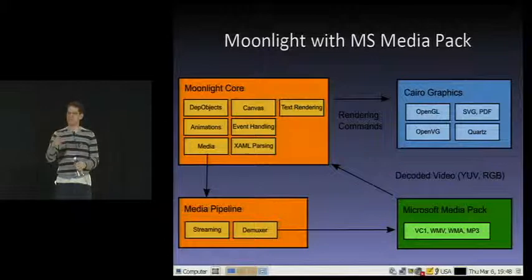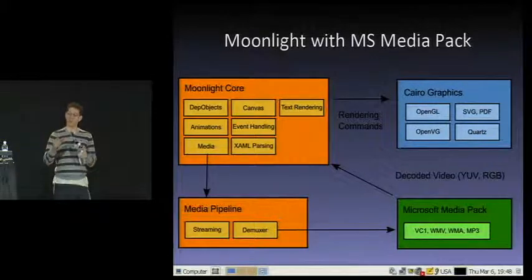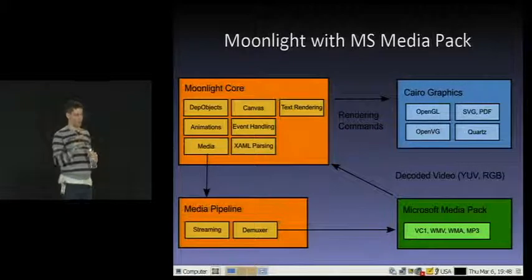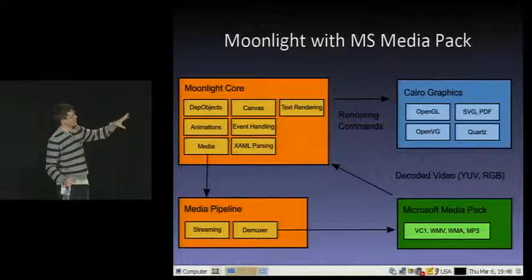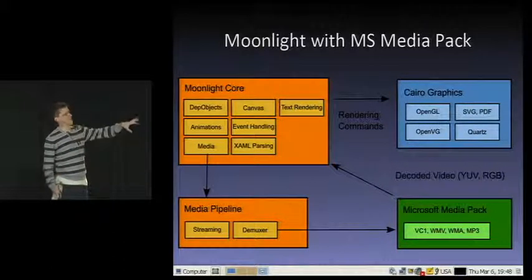We're implementing MMS over HTTP, which right now doesn't work. So if you go to Channel 9 right now, Moonlight will not work. We're working very hard on that. We should have it done in the next few days. And we're doing the demuxing ourselves. And all that is left is the actual codec implementation.